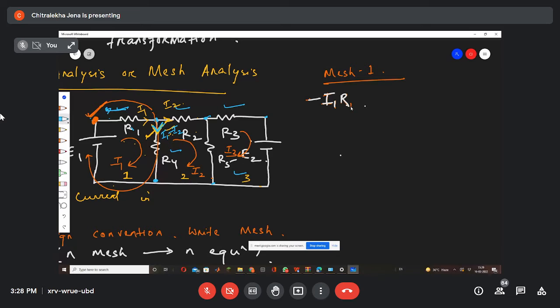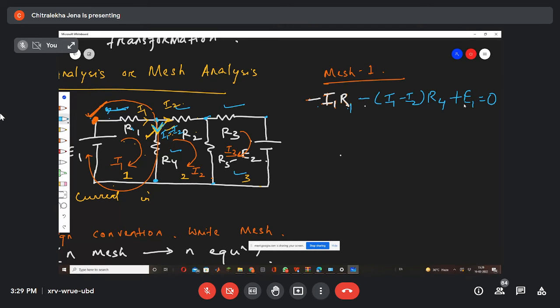I am taking the current in the clockwise direction, right? So while writing the mesh equation, it will be minus I1 R1. Then what will be the equation? I am traveling in the clockwise direction, so it will be minus how much? I1 minus I2, very good, into R4. Then plus E1 will be equal to zero.